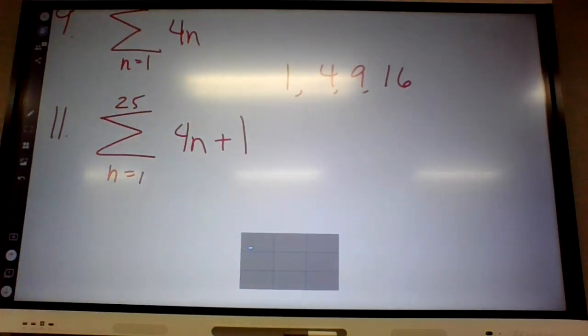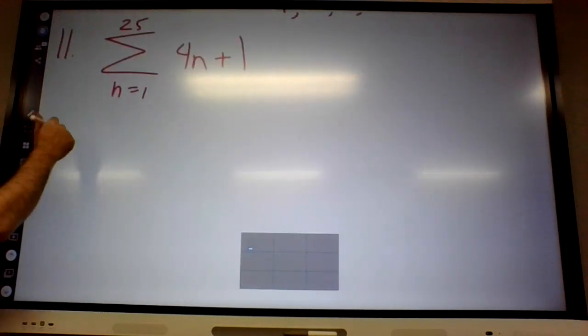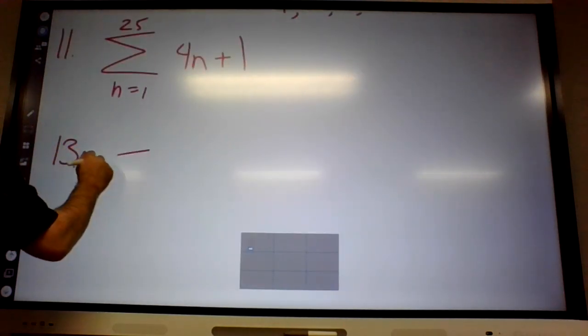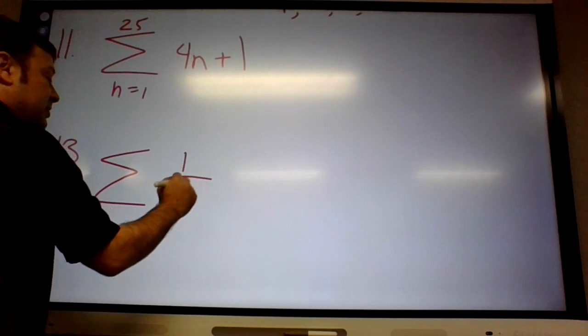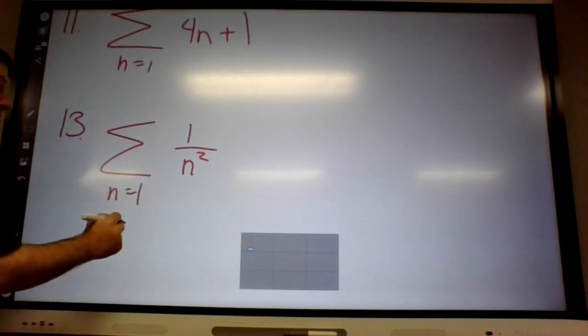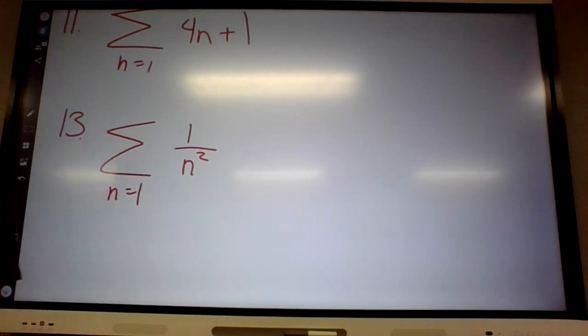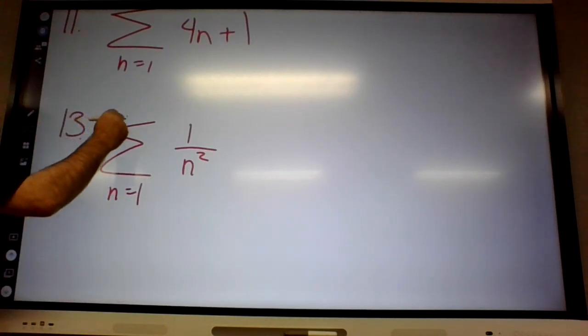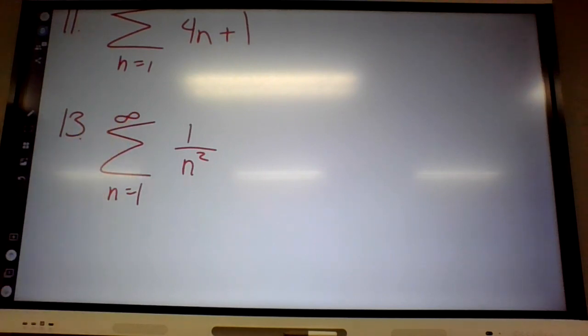1 squared, 2 squared, 3 squared, 4 squared. Okay, but they're all in the denominator, so when we go to write it, it's going to be 1 over n squared. Okay, so we're going from, how many do we have? Infinite? Okay, so on the top we're just going to put infinity. How did I know it was infinite? Because it put dot, dot, dot.